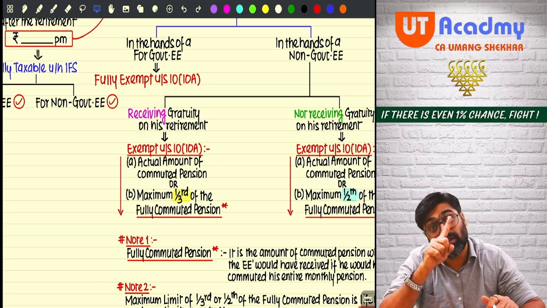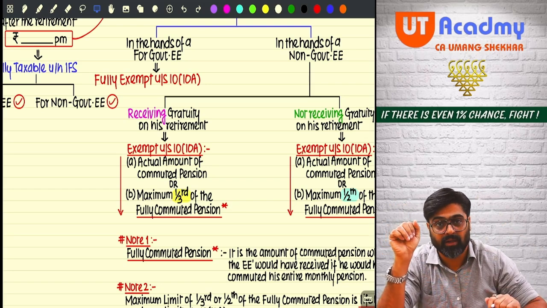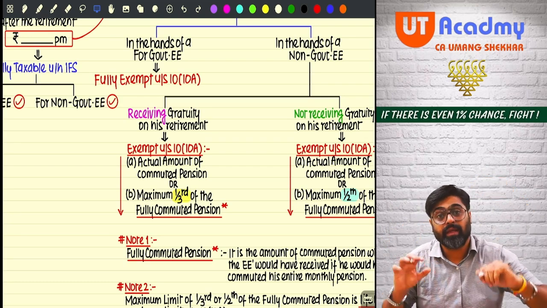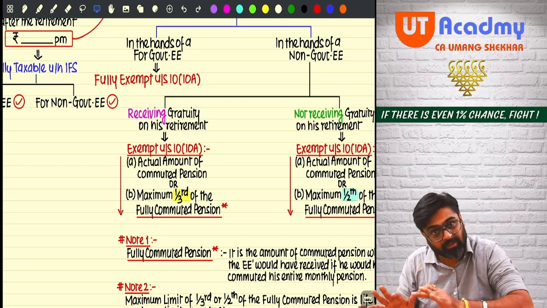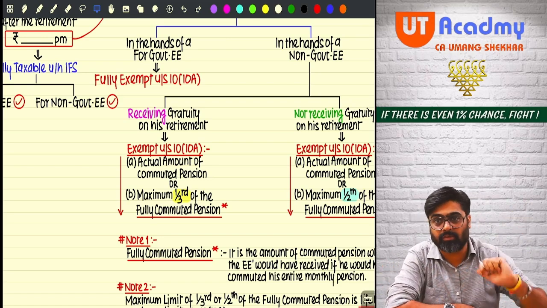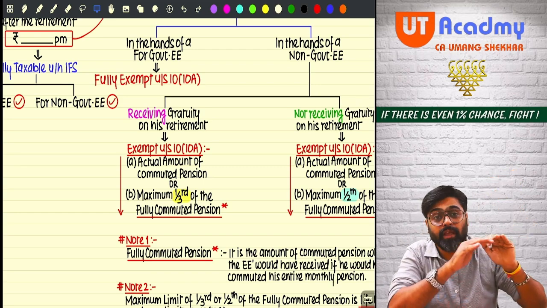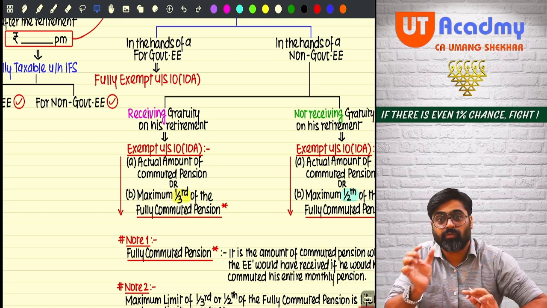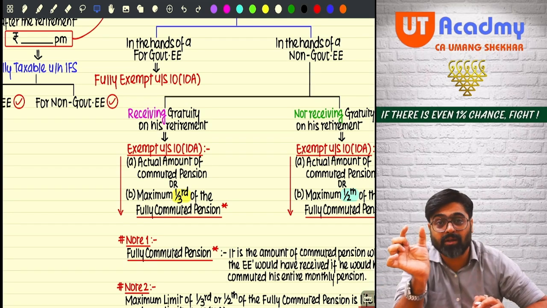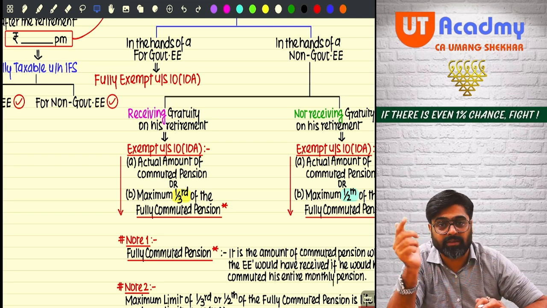1/3 of his fully commuted pension. Maximum to that extent his commuted pension can be exempted. So if his commuted pension is higher than this maximum amount, to the extent of this maximum amount it will be exempt, the balance will be taxable. But if his commuted pension is equal to or lower than this amount, then it will be fully exempt. So first you will have to calculate this limit. 1/3 of fully commuted pension you are supposed to calculate.